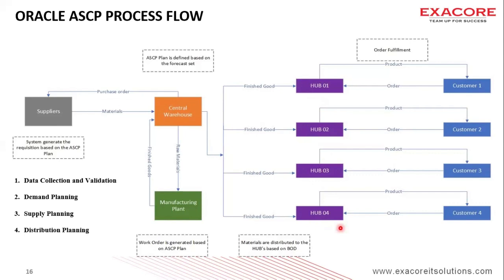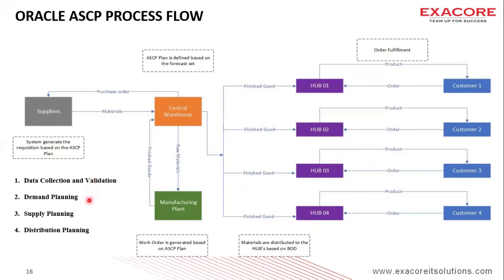Inventory levels, open purchase orders, and production schedules are collected from the central warehouse, because in the central warehouse we will have purchase orders, inventory levels, and the production schedule. Once the product materials are available, that also will be calculated by Oracle ASCP. ASCP will also gather the information on the manufacturing plan. From the manufacturing plan, the data they collect will be the production capacity, resource availability, and lead times. To fulfill the demand, these are the data collection and validation steps performed by ASCP.